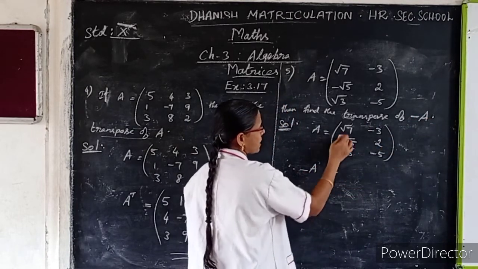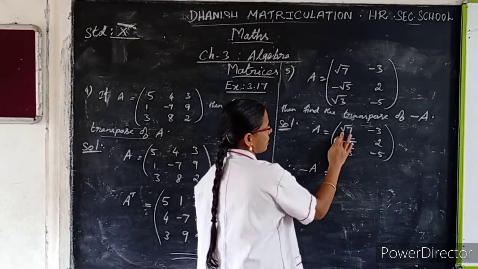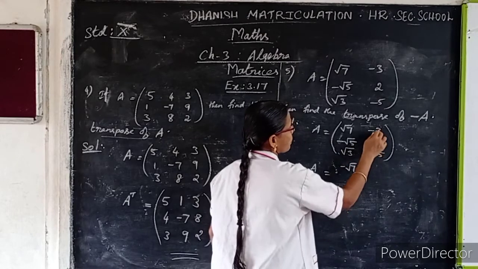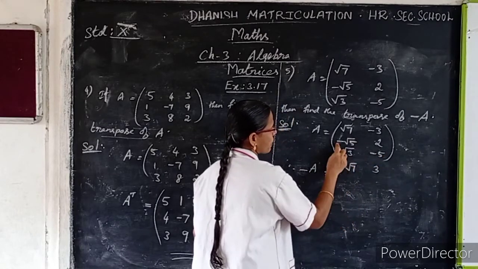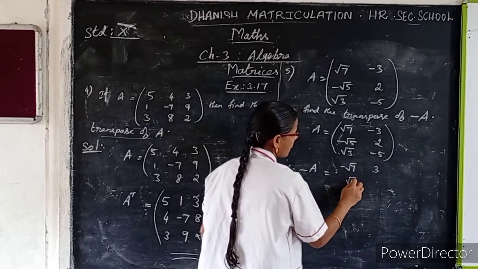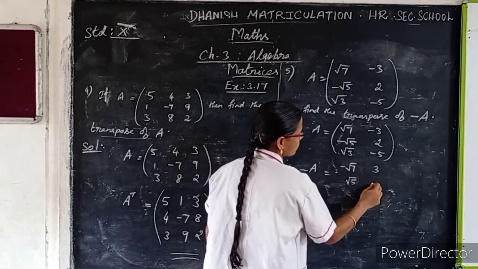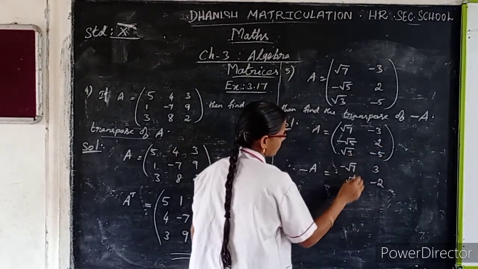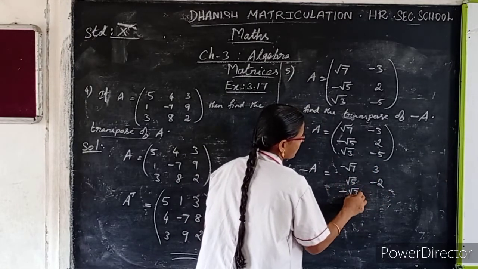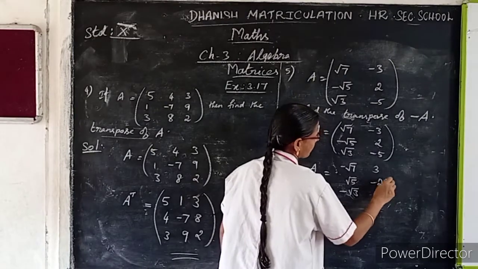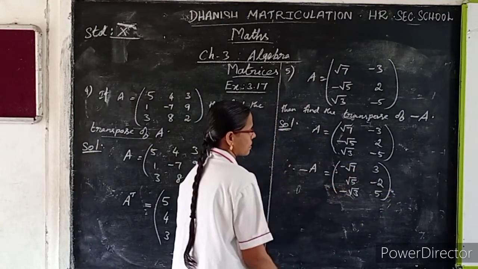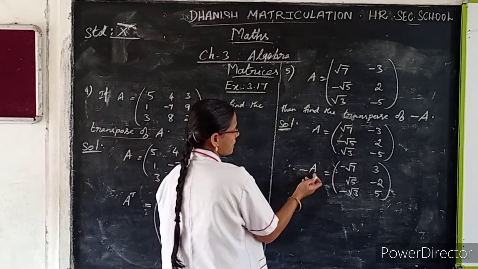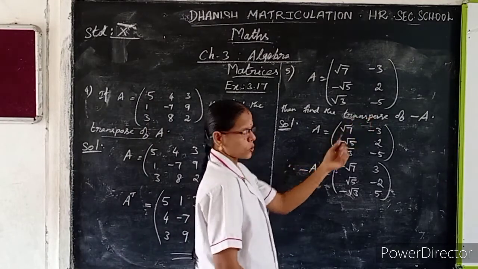Minus A equal to, change the sign of all elements. Here plus root 7 means minus root 7. Minus 3 means 3. Here minus root 5 means plus root 5. Here plus 2 means minus 2. Here minus root 3. Here plus 5. This is the negative of matrix A. For this negative matrix, find the transpose.